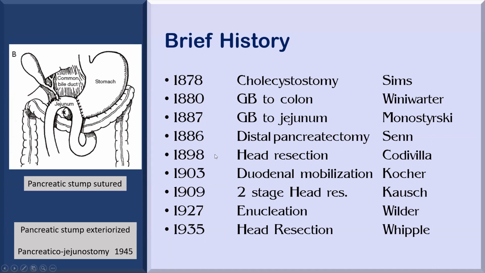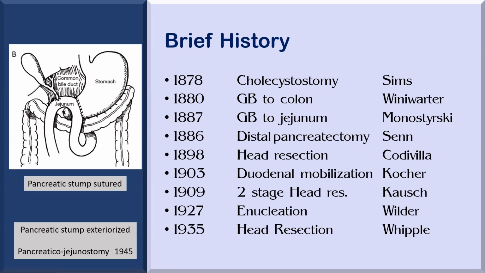Head resection without much success was done for a mass in 1898. But then because of the mortality and the difficulty and the complications, nothing happened for about 5-6 years, when people thought we should have a better way of taking out the head. And then Kocher described the classical duodenal mobilization. That seemed to make it a little more easy. And 6 years later, they then said, we will do it in two stages.